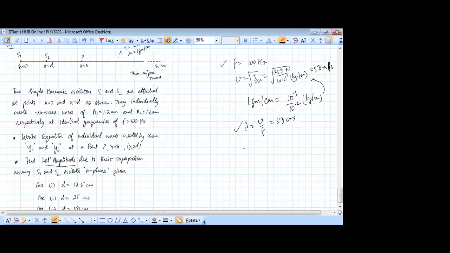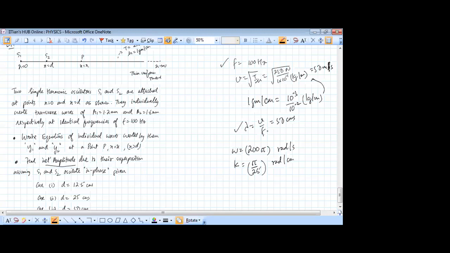So from that, we can see that omega will be 200 pi radians per second, and k will be equal to pi by 25 radians per centimeter for both the waves, for both S1 and S2. So that's the most basic thing.